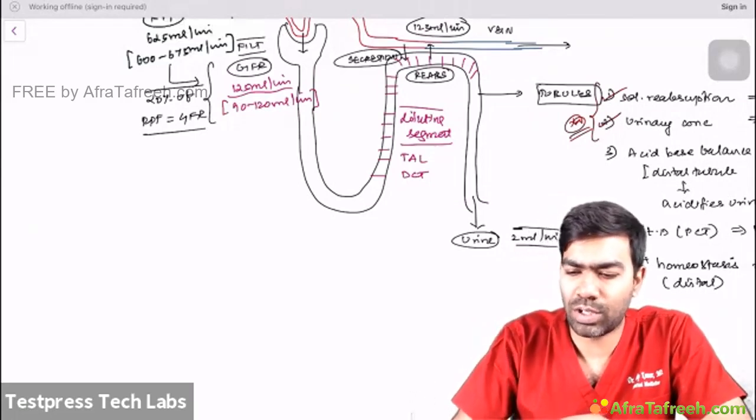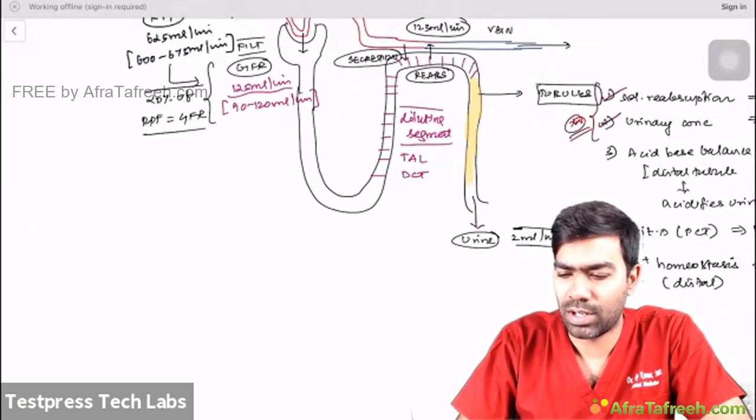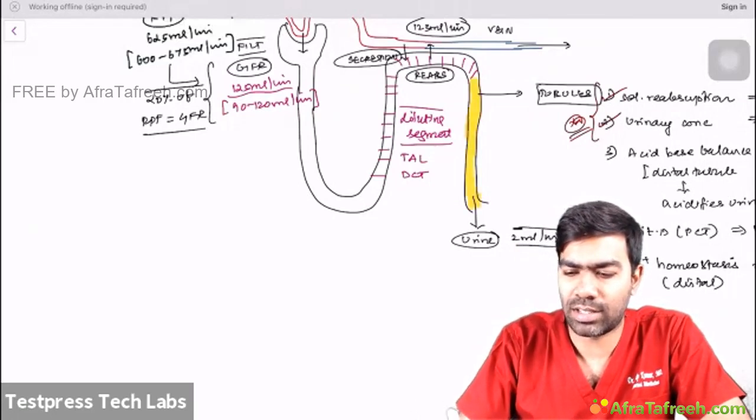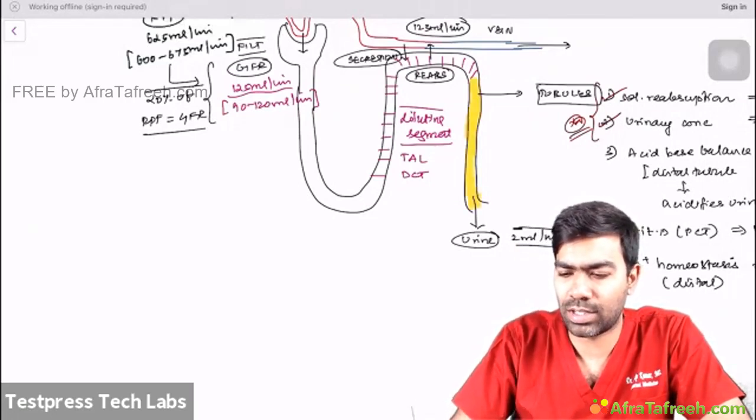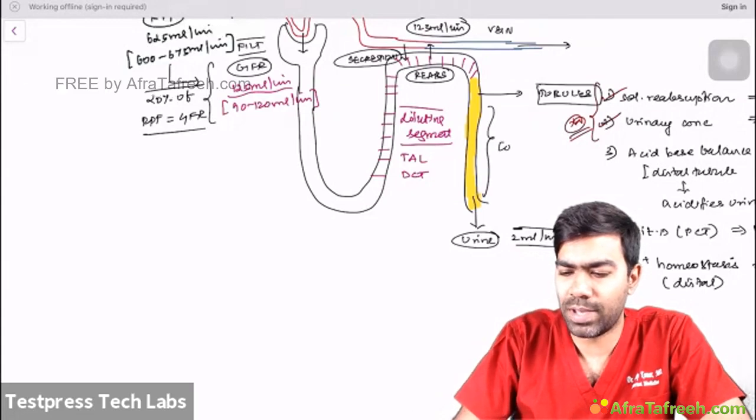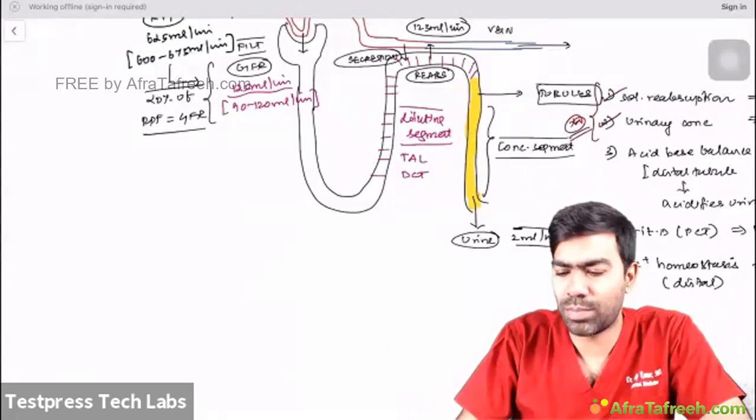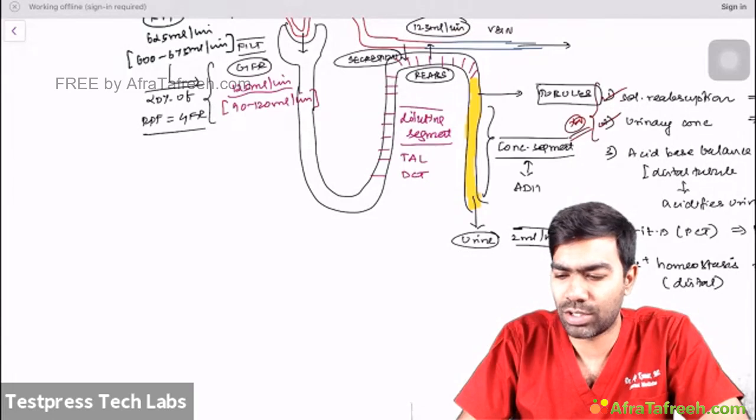Whereas if somebody asks you about the concentrating segment of the nephron, I will tell you that it is the collecting duct. So the collecting duct region is the basic and most important concentrating segment of the nephron, and the concentration at this area depends on ADH.